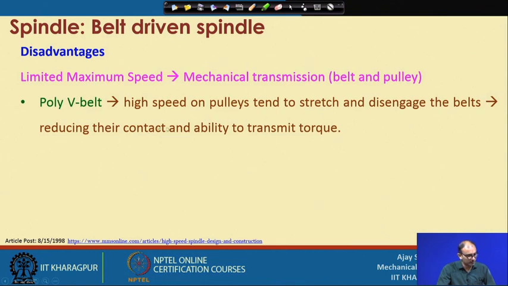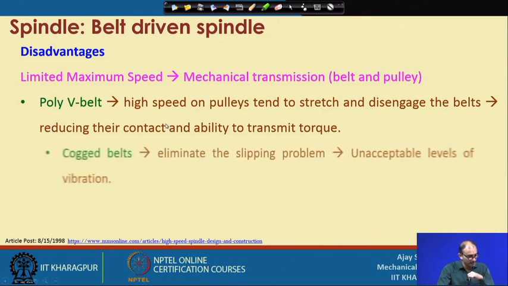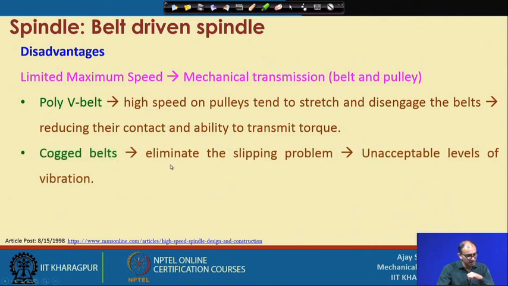So, if that is going to happen, then the main thing in your contact is the torque transmission. Whatever you are getting from the main motor should be transmitted to the tooling arrangement, but that is not happening in this particular case if you go with a very high speed. If you use a cogged belt, it eliminates the slipping problem, but you may get an unacceptable level of vibration. So both cases are very problematic at maximum speed, and your speed is limited because of these types of problems.